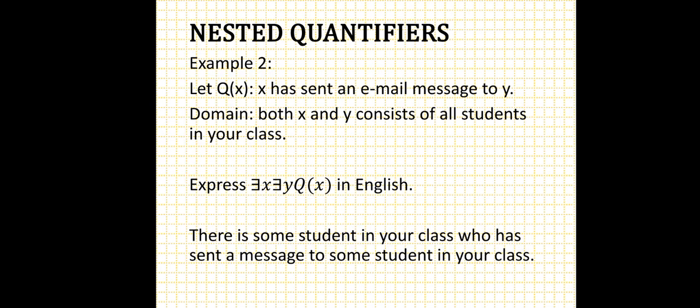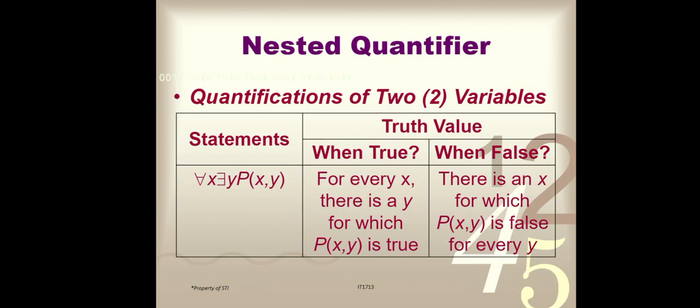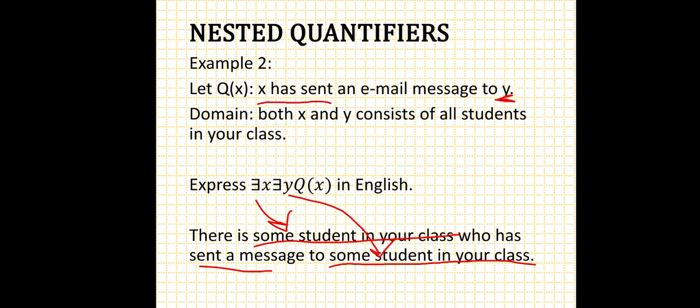Okay? Meron lang daw some student. There exists x in your class who has sent. Okay? X has sent man. Kasi, x has sent. So, some student nag-sent a message. And kanino? To y man daw. So, to some student in your class. So, this is our there exists x, and this is our there exists y. Okay, wala na palang example. I'm sorry. Okay, so ganun lang, no? Kapag dalawang existential quantification sa isang given function or expression.